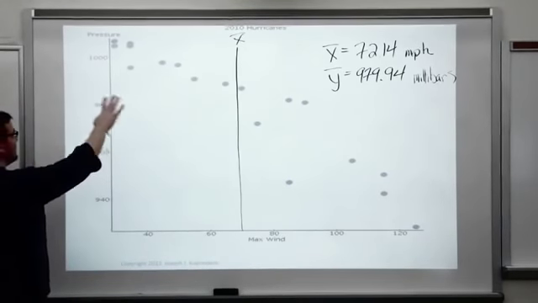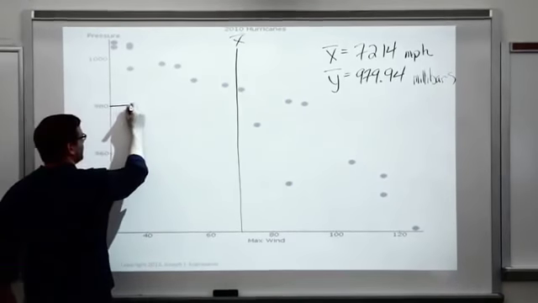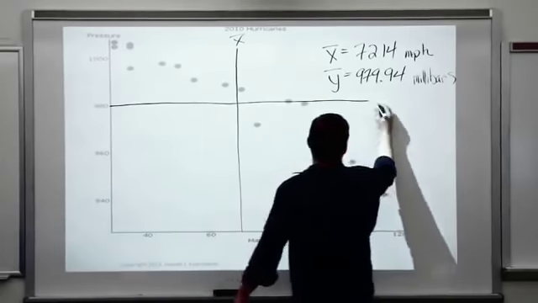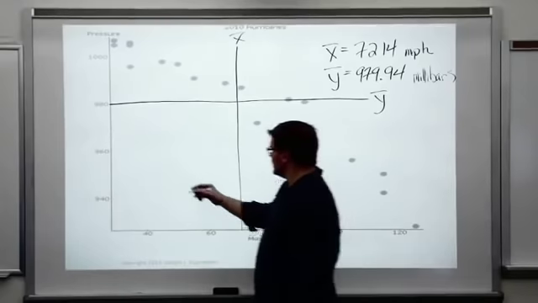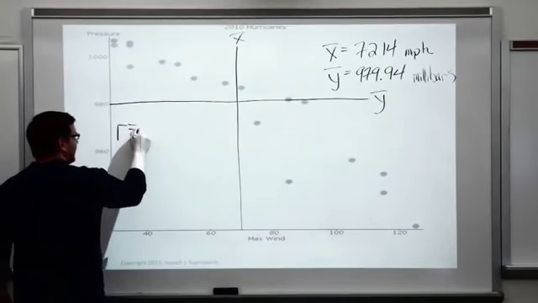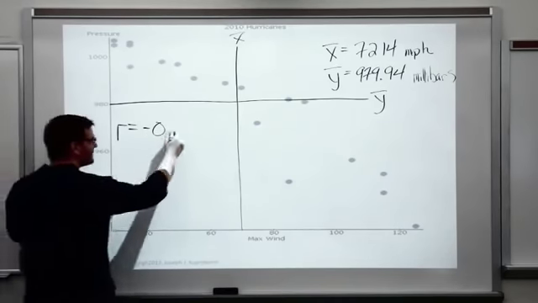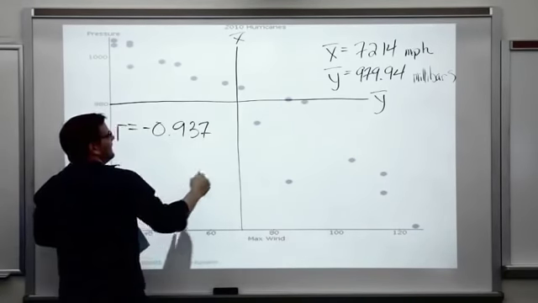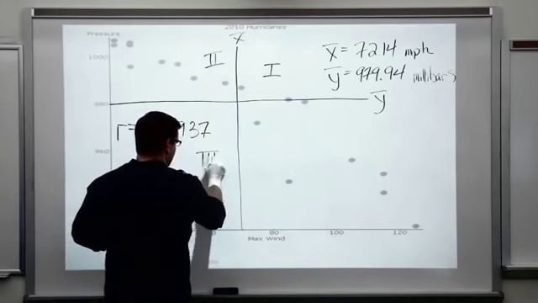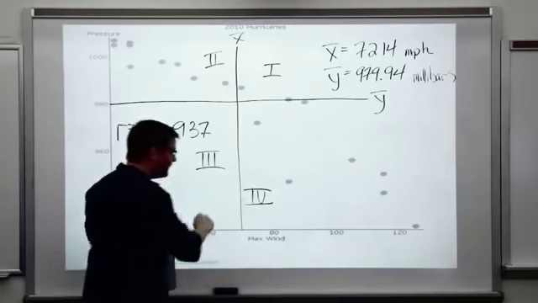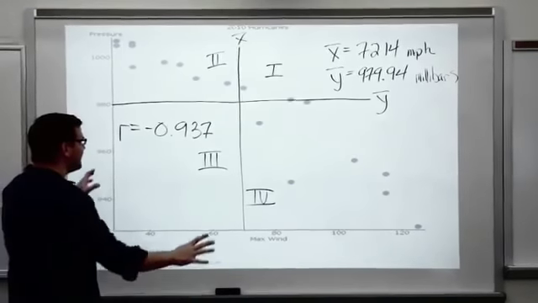The mean pressure was 979.94, right at 980 here. Okay, so here's a line at Y bar. Clearly, this is negative. R was equal to negative 0 point something, 937. If I label the quadrants 1 and 2, 3 and 4, I'm going to put the marker down so you know we're almost done here.